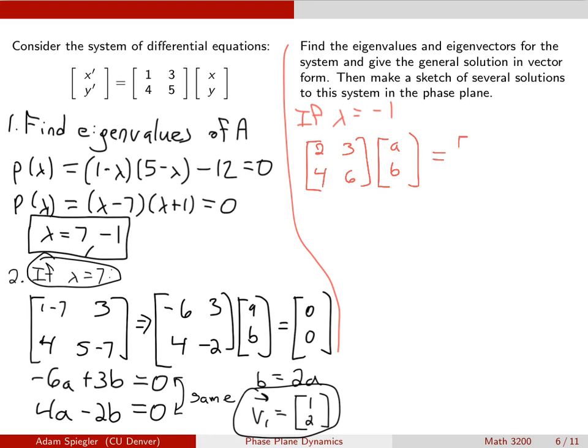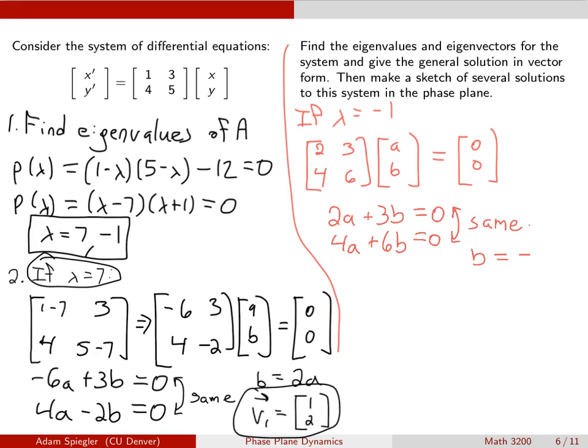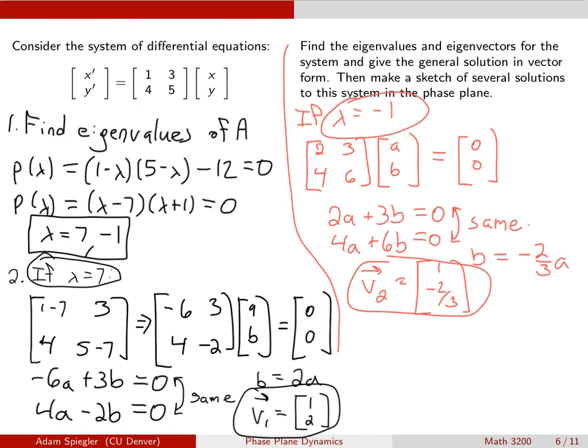Now I want to see what the conditions are on this vector (a, b), so that when we take the product on the left, we get the 0 vector on the right. I got a resulting system of 2a plus 3b is equal to 0, and then 4a plus 6b is equal to 0. Again, these are redundant equations. The bottom equation is just 2 times the top equation. So solving the top equation gives me that as long as b is minus 2/3 a, that's going to satisfy this system of equations. To give one possible eigenvector, if I set a equals 1, then b is minus 2/3, and that would give me an eigenvector for the eigenvalue of minus 1.